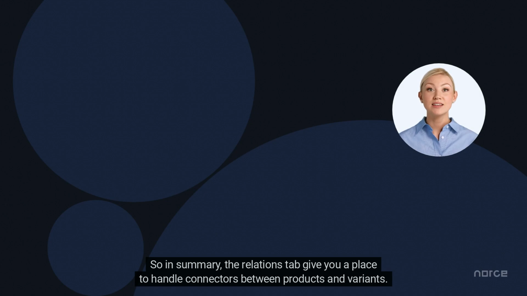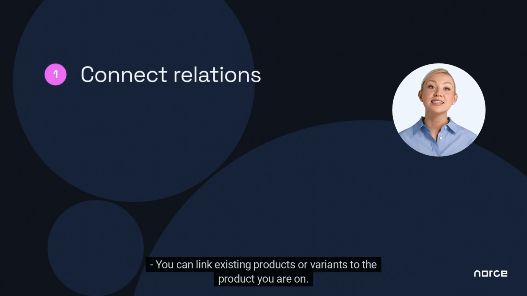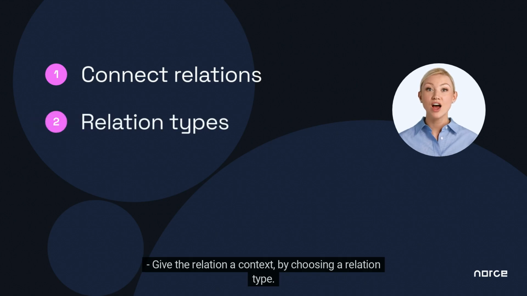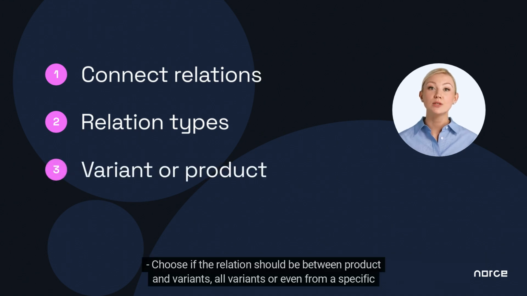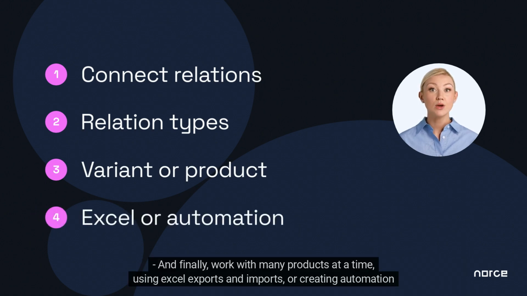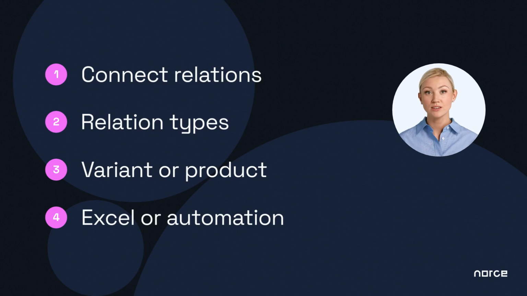So in summary, the Relations tab gives you a place to handle connectors between products and variants. You can link existing products or variants to the product you are on. Give the relation a context by choosing a relation type. Choose if the relation should be between product and variants, all variants, or even from a specific variant. And finally, work with many products at a time using Excel exports and imports or creating automation rules.